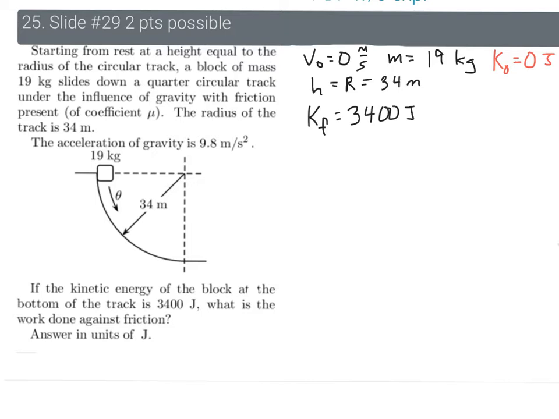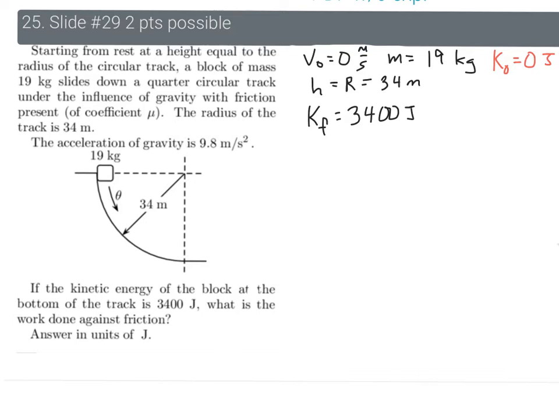We have our 19 kilogram mass. It's going to slide down this semicircular, well, it's a quarter of a circle. And it's under the influence of just gravity, but there is friction. They don't tell us what the coefficient of friction is. They tell us the radius of the track, which corresponds also to the height that the block starts at. Those are going to be at the same distance, my distance being 34.